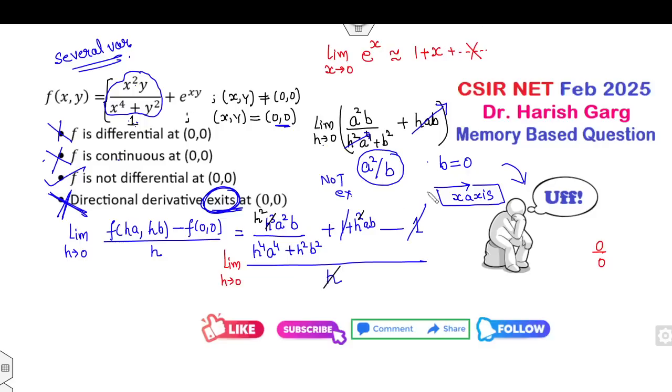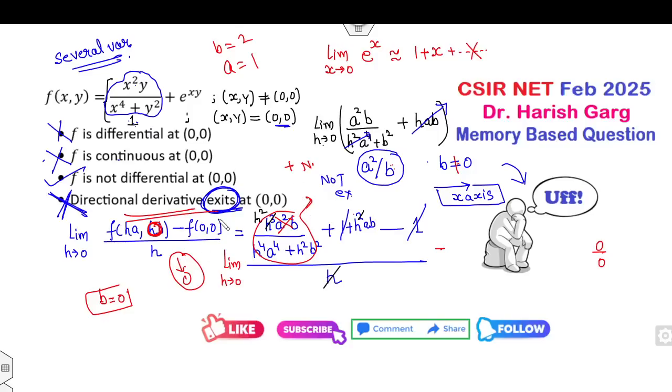Otherwise, you can also think of it this way. What will happen if b is equal to 0? If b is 0, this whole quantity will be 0, e raised to the power 0 is 1, so the answer will be 0. And if b is non-zero, then the answer will be non-zero, and that is not a unique answer. In this case you get 0; in this case you get a non-zero number. Say a is equal to 1, b is equal to 2, you get a non-zero value, but in the other case it is 0. So the limit is not unique, and that's why the directional derivative does not exist.